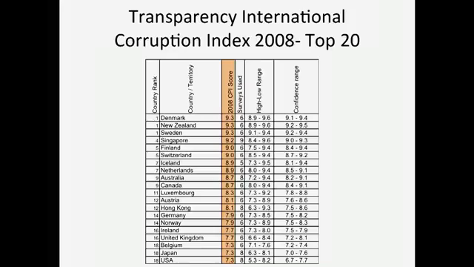This table shows Transparency International's top 20 countries, in other words, the countries with the least corruption. Denmark, New Zealand, Sweden, Singapore, all nice places to work, but they don't have many poor households with water and sanitation problems.